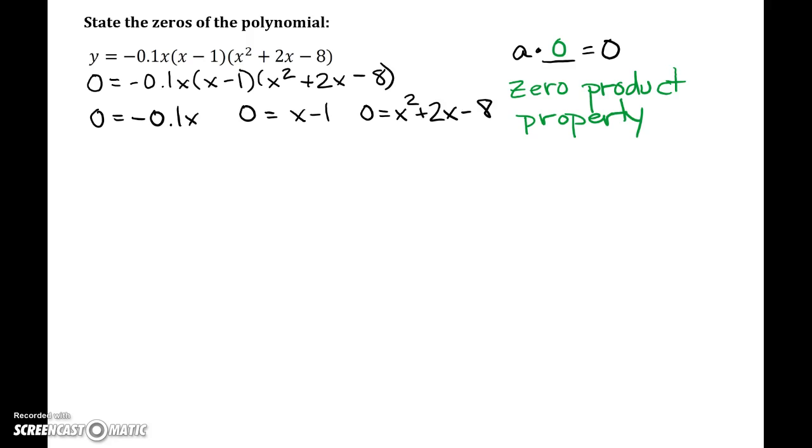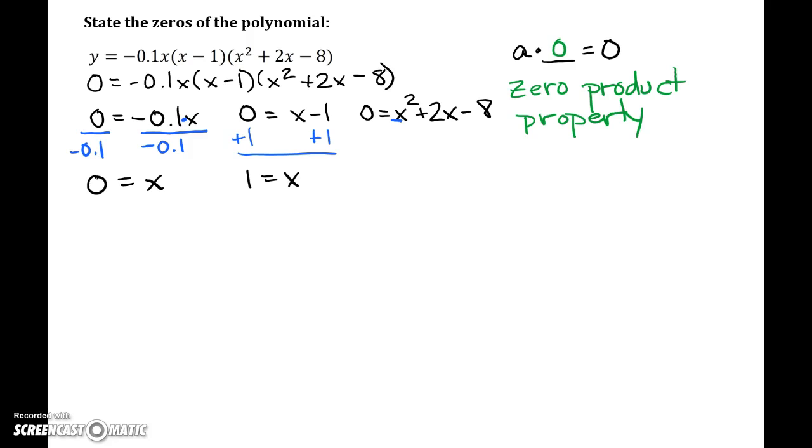Now 2 of these are going to be fairly easy to solve because we can just use our basic equation solving skills. For example, the first one is just connected with multiplication, so we're going to undo it with division. We'll divide both sides of the equation by negative 0.1. That will give us just 0 on the left-hand side, because 0 divided by any non-zero number is equal to 0. So we have 0 equals x, and that's one of our zeros. The second equation, similar, we're just going to add 1 to both sides, and that'll give us that x is equal to 1.